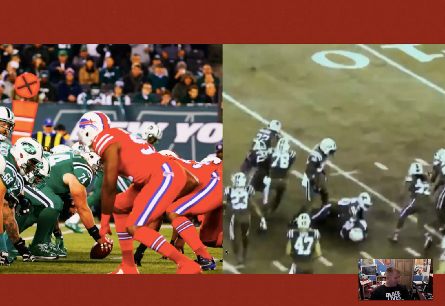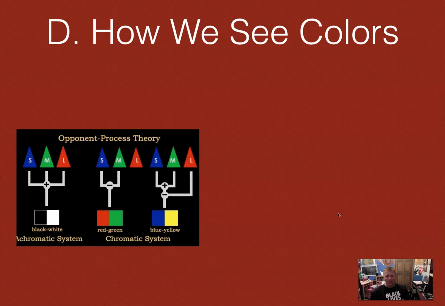This was a game they did a couple years ago in the NFL. They did a color rush. So they did the Bills and the Jets play, and they wore red and green. It was really cool, except for colorblind people. This is what they saw. And they couldn't tell who was who.